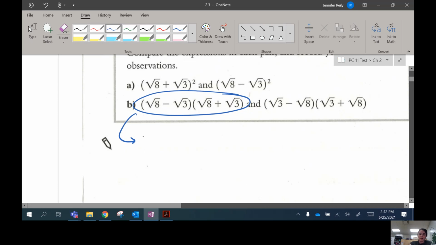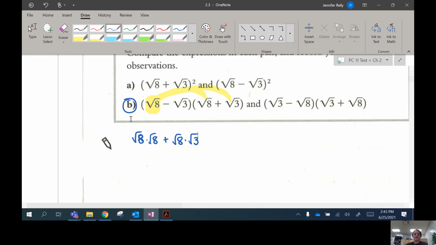I don't need to rewrite it, I can just work from this one. So we're going to have that same technique. I'm going to take this square root 8, the first term in that first bracket, and multiply it to each term in the second bracket. So I'll have root 8 times root 8, and I'll have root 8 times square root 3.